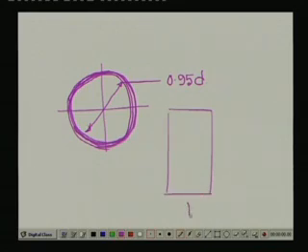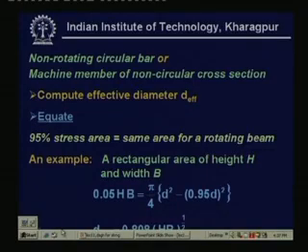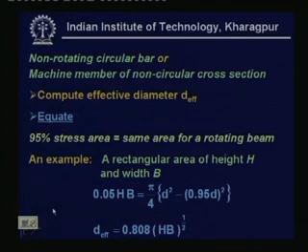Equivalently, if you are taking B and H, then this is somewhere a 95% stress area. This is H and B. So, if we equate, then we will be trying to find out what will be the equivalent diameter for a cross section like this. If we go back to our earlier page, the same concept I have just explained through a figure is being repeated over here through calculation.